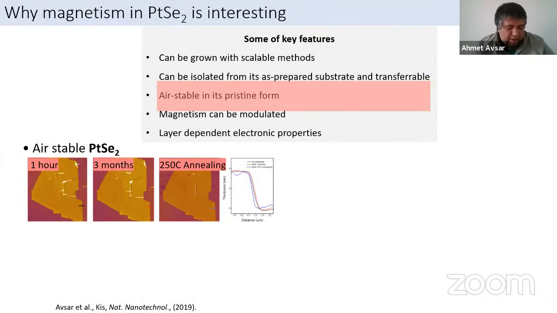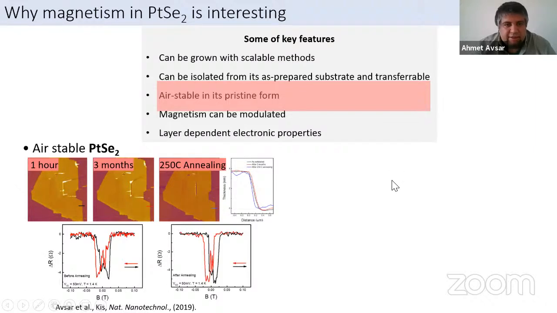I think I have only a few minutes left, and I will be briefly discussing why this material is interesting. First of all, platinum selenide can be grown at large scale, and it can also be transferred from one substrate to another, so it could be used in applications. You can also see that it's very air stable. Even three months later the material is still stable, and the magnetic response after 250 degrees of annealing is still stable.